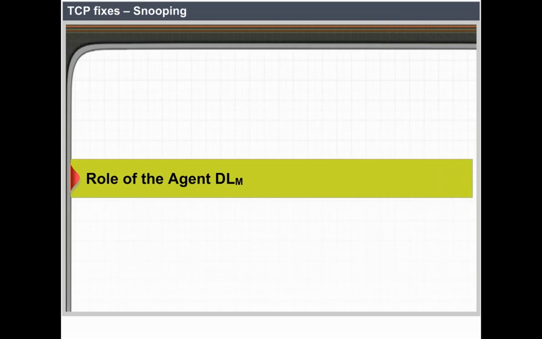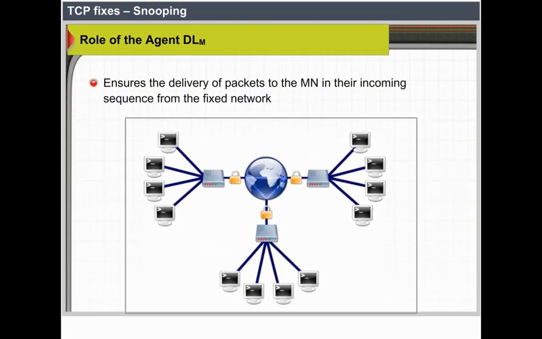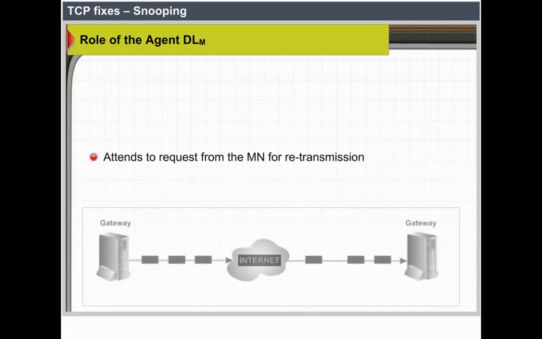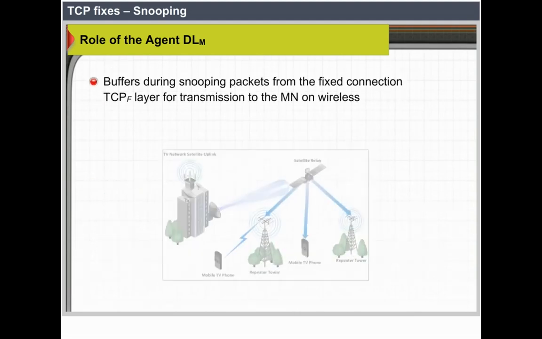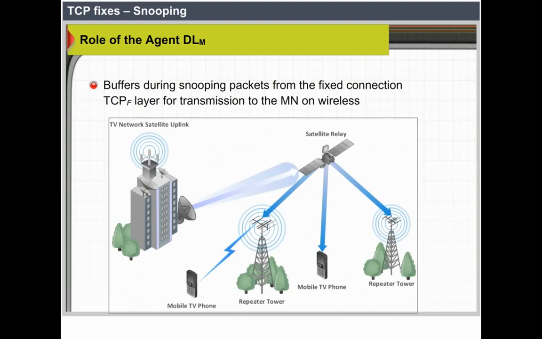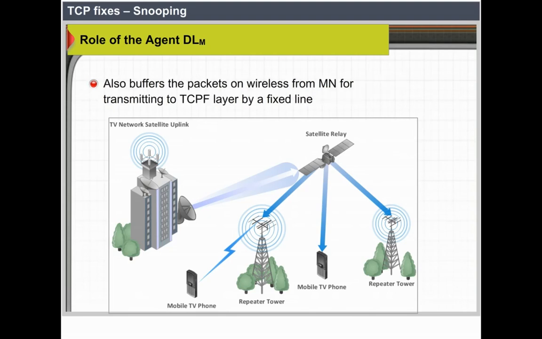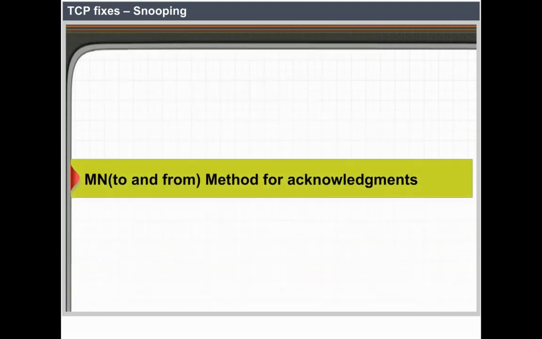Role of the agent DLM: ensures the delivery of packets to the MN in their incoming sequence from the fixed network. Attends to requests from the MN for retransmission. Buffers, during snooping, packets from the fixed connection TCP-F layer for transmission to the MN on wireless. Also buffers the packets on wireless from the MN for transmitting to the TCP-F layer by a fixed line. Method for acknowledgements to and from the MN.